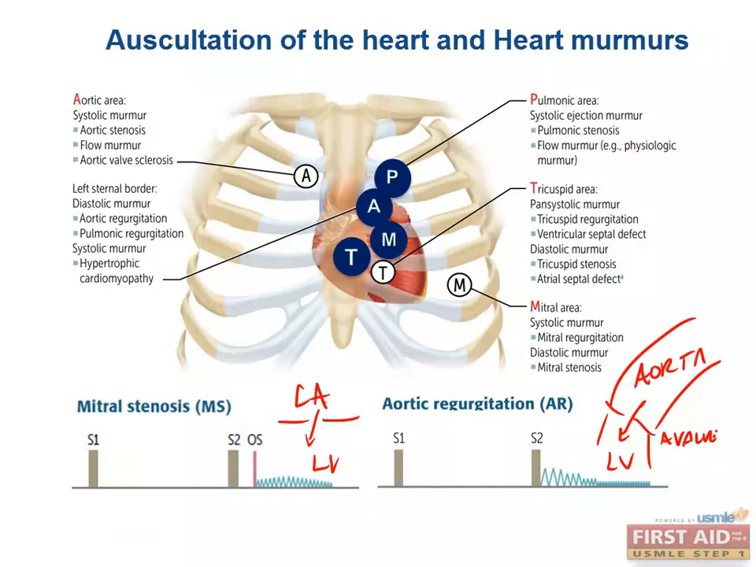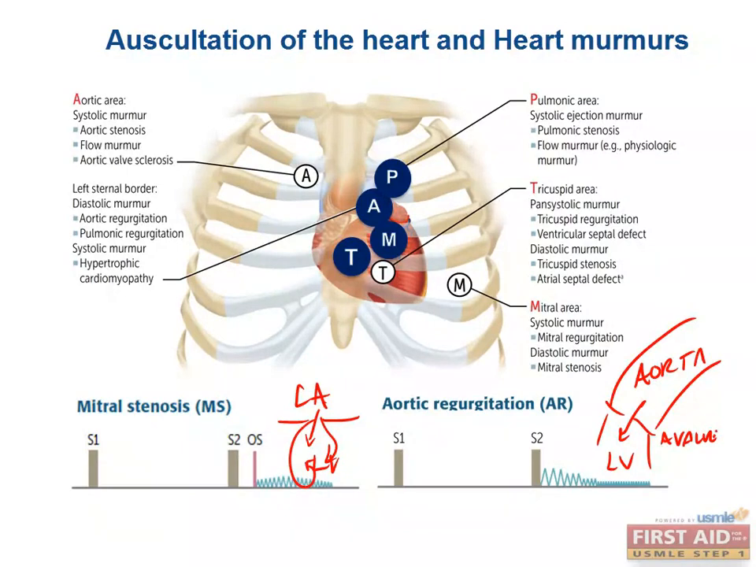In both situations, you cause turbulence and a vortex, like so, where blood is flowing in many different directions. This creates vibrations that can be heard on auscultation. In some situations, these vibrations can become so powerful that you can actually feel them, which you would call what? A thrill.